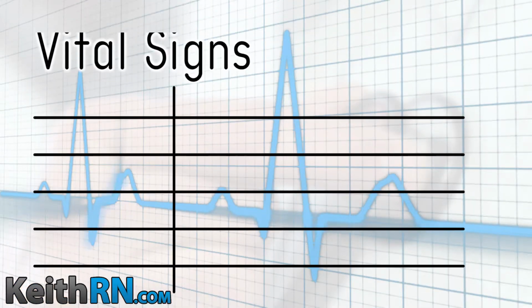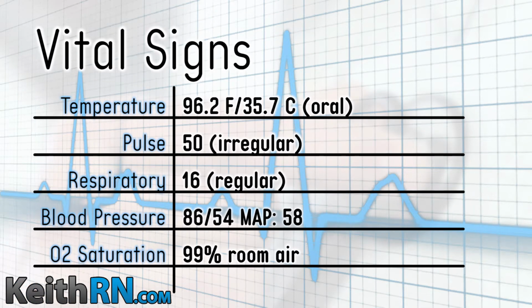So now the nurse collects the first set of vital signs. Her temperature is 96.2. Her pulse is 50. Her rate of respirations is 16. Her blood pressure is 86/54 with a MAP of 58. And she's got O2 sats of 99% on room air. The construct of clinical reasoning: what's relevant and why.